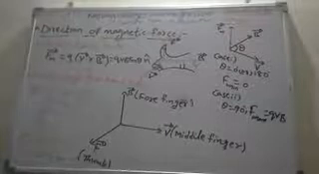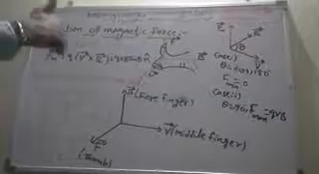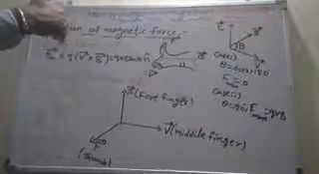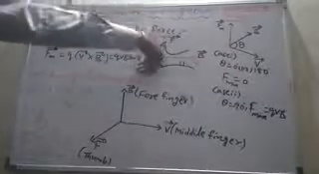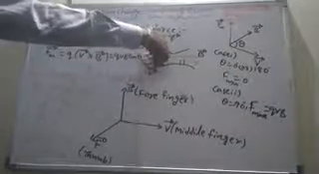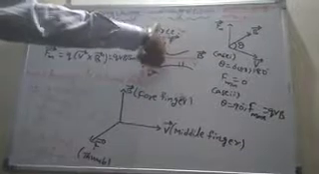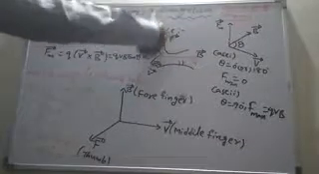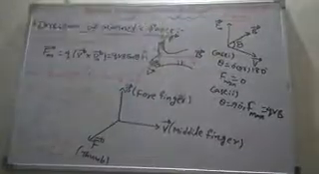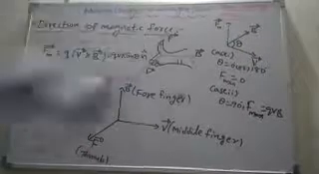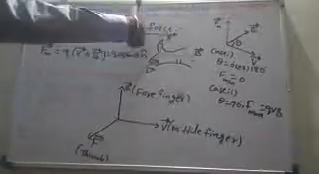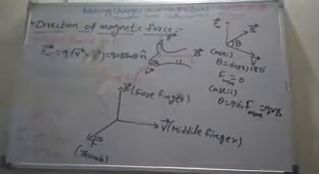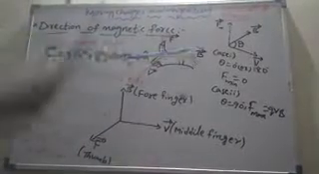Once again, I am repeating. Stretch the four fingers of your right hand palm along the velocity of the charged particle. Now, curl the fingers towards the magnetic field. The direction in which the thumb is open is the direction of magnetic force. Thumbs up, that is the direction.